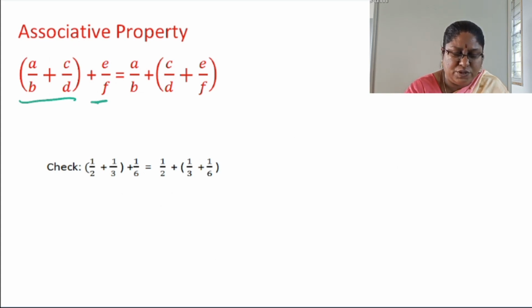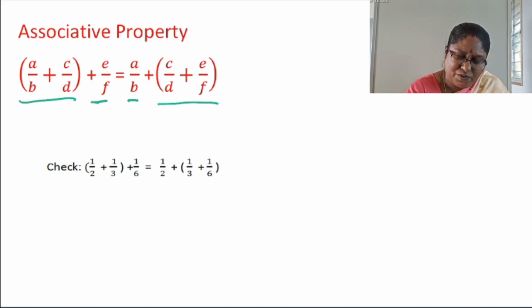Next side. Suppose these persons do work in the morning and the next session in the afternoon. First, these persons: C by D plus E by F. That means the second and third persons work first. Then after some time, the first person goes and joins them. So finally, what result are you getting? If the contributions are the same on both sides, the result will be the same.